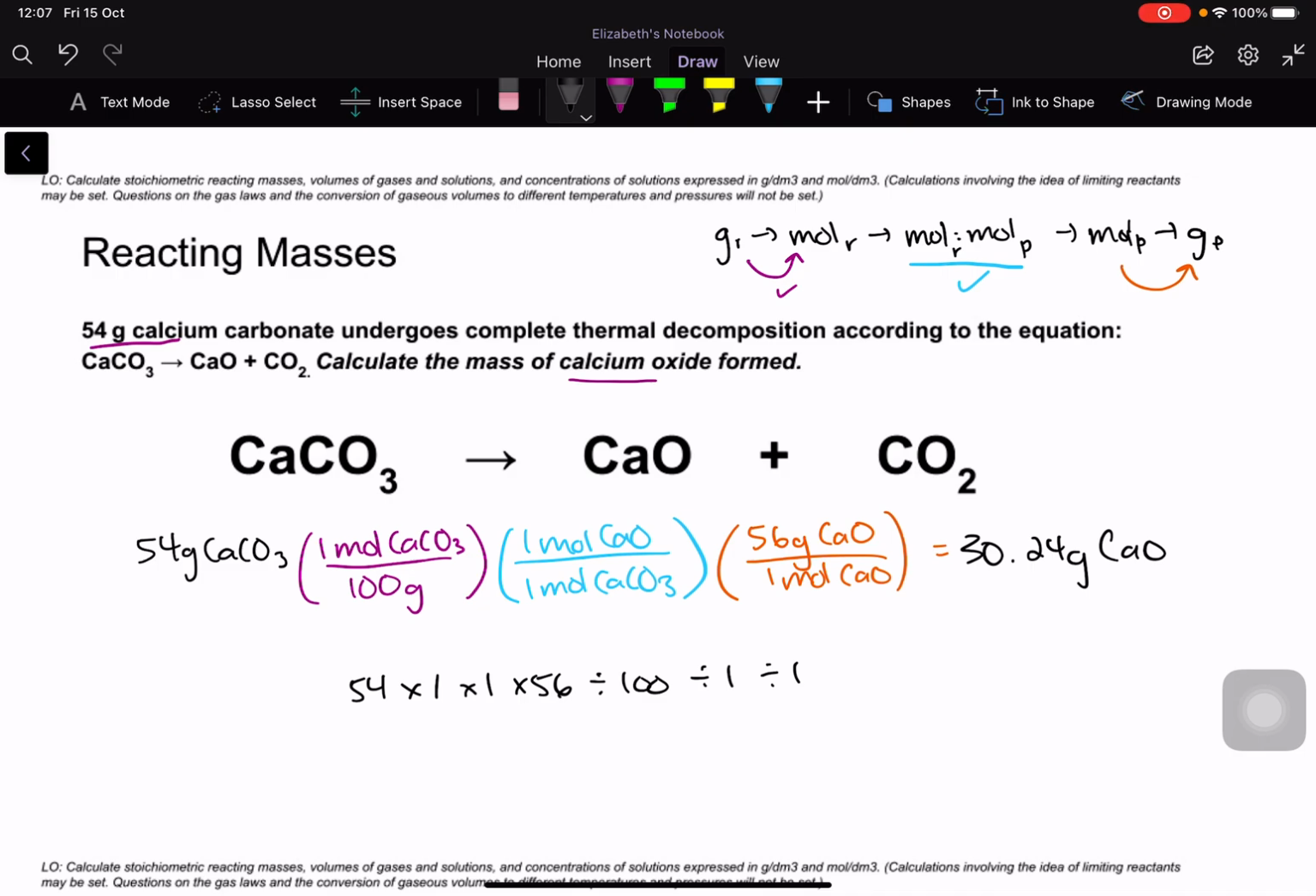Okay. Some things to note here. These are just the molar masses, and this is the ratio. So if you're trying to go from grams to grams, it goes grams, then molar mass, then ratio, then molar mass.